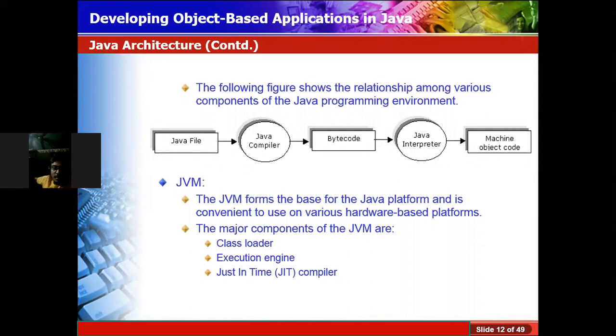The just-in-time compiler is used for converting your bytecode to machine code. So that is a just-in-time compiler.